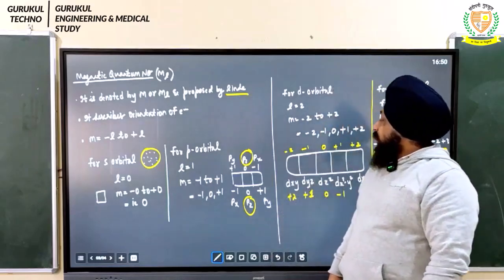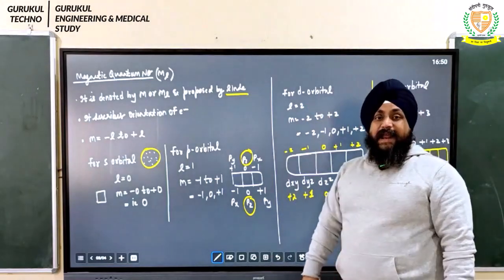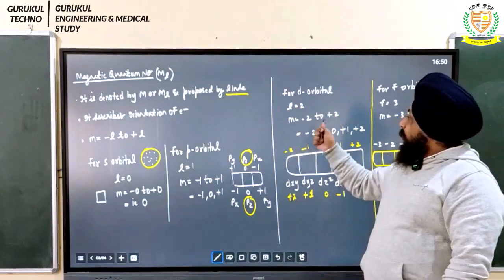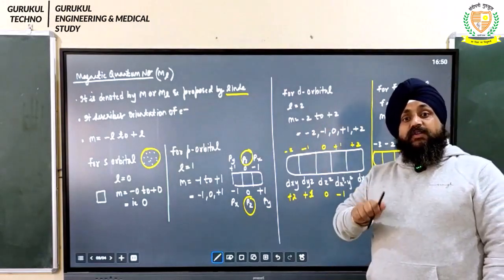Okay students, for the d orbital, the l value is going to be 2, and then the m value will be minus 2 to plus 2.